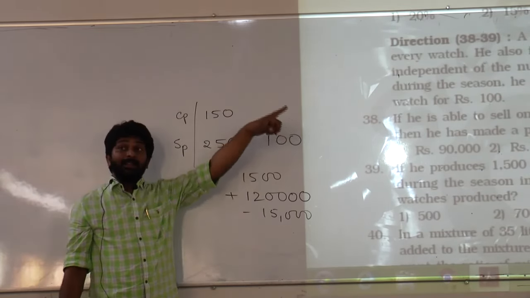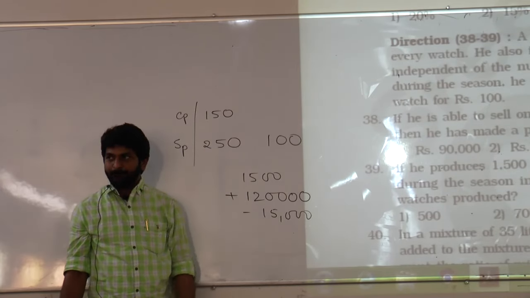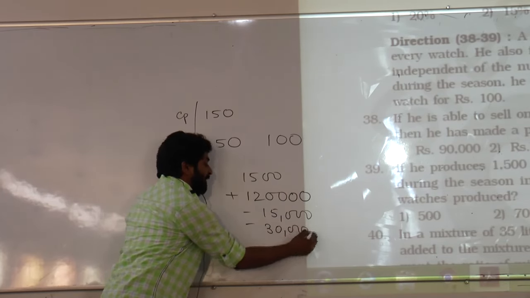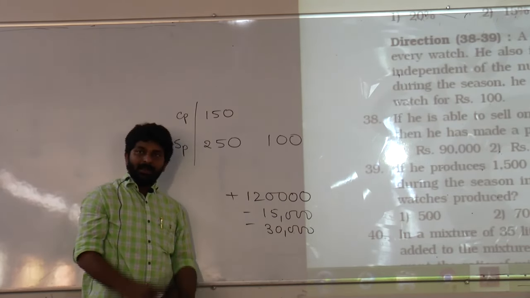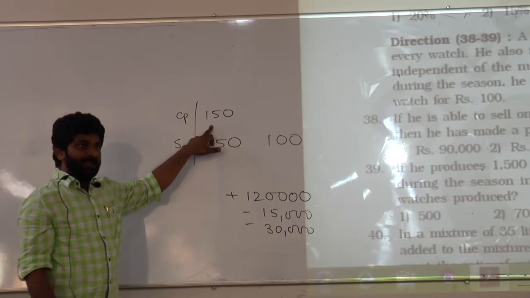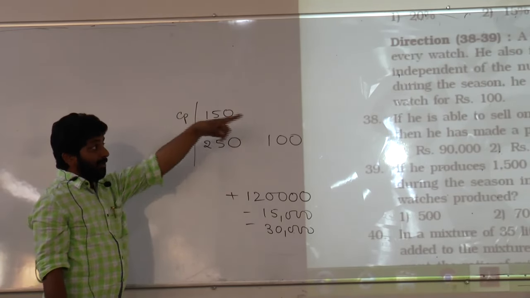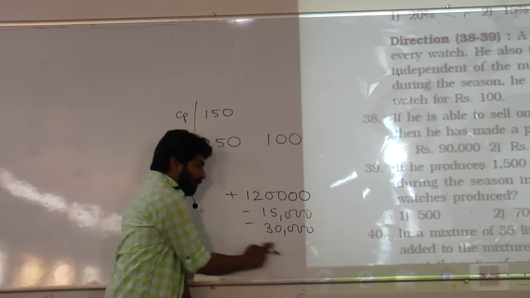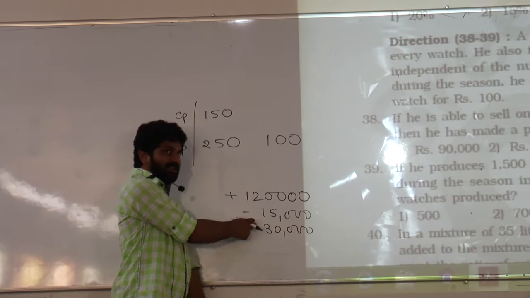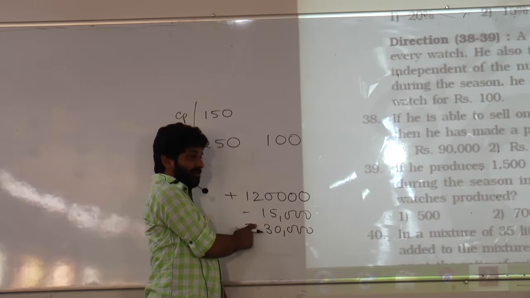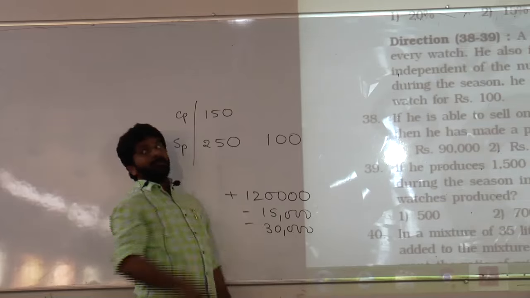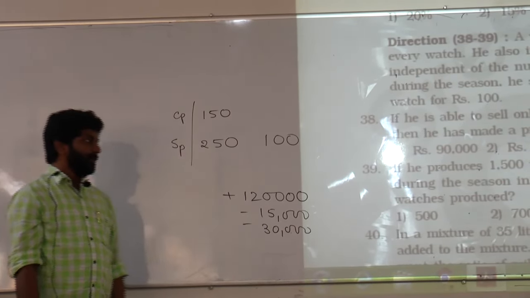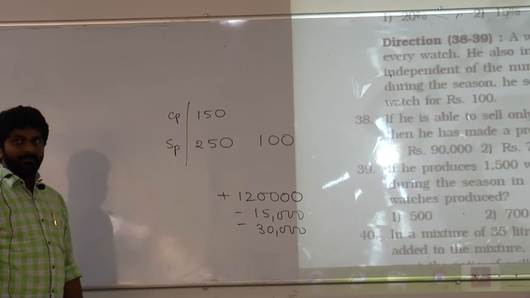But we have 30,000 rupees extra expenditure. Yes or no? So you need to subtract even that 30,000 expenditure from this profit, right? Because we have considered only one watch's selling price with one watch's cost price, but the 30,000 extra expenditure is fixed, and you need to subtract that also. So in total how much is it? 15,000 plus 30,000, 45,000. You need to subtract 45,000 from 1,20,000. The answer is 75,000. So he will get 75,000 rupees profit.